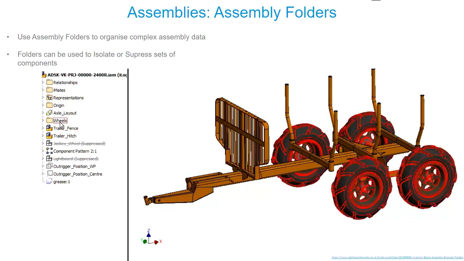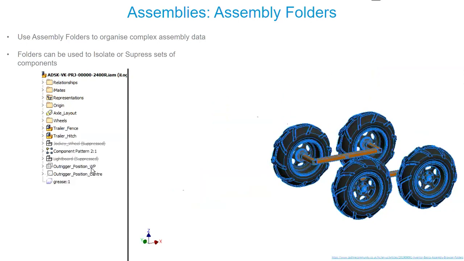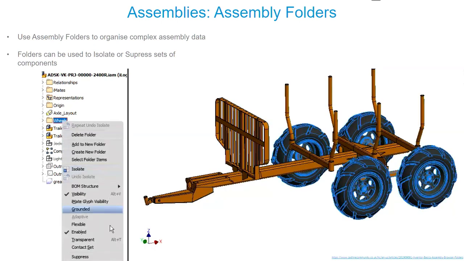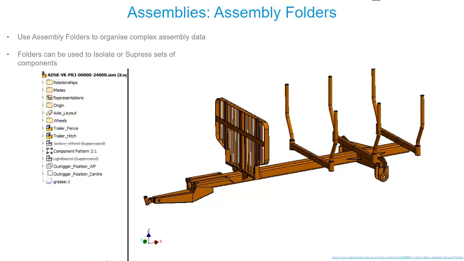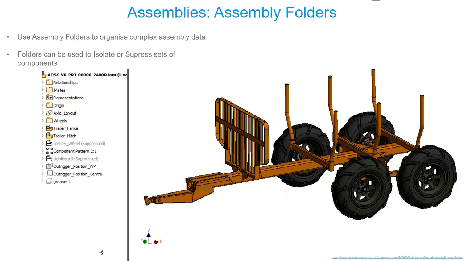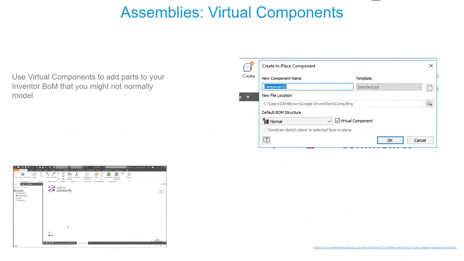And from this folder, I can now do things like isolate, and I can look at just those components. But I can now treat a bunch of components as one thing. So you can even go in and suppress those, etc., etc. Right, so if you've got a really complex assembly structure, drag things into assembly folders and start making sense of your assembly that way.